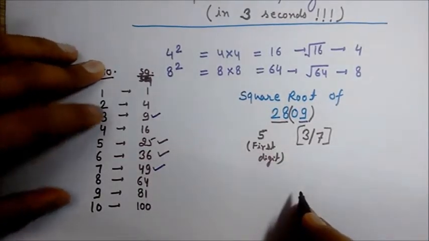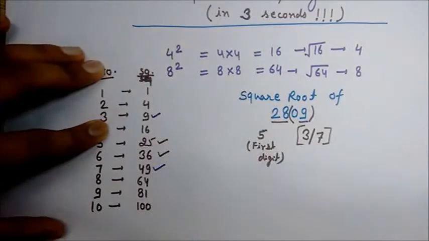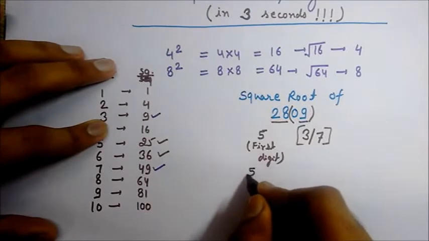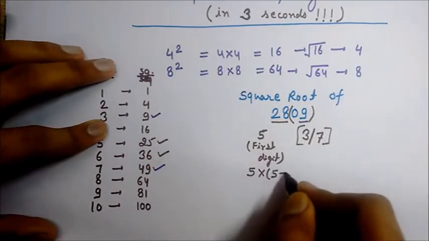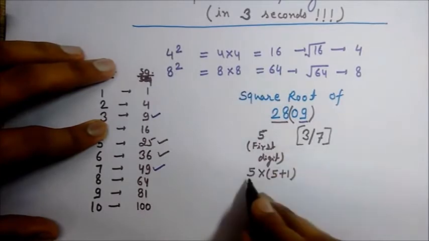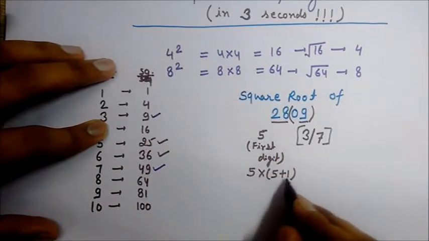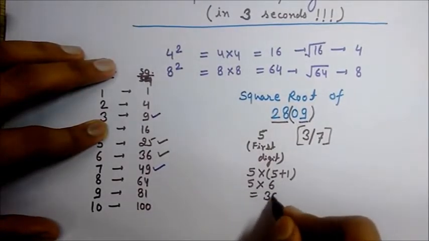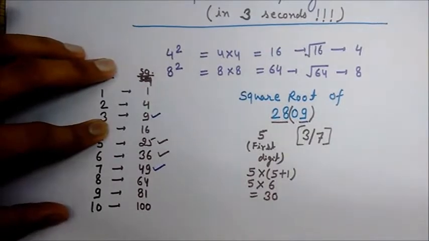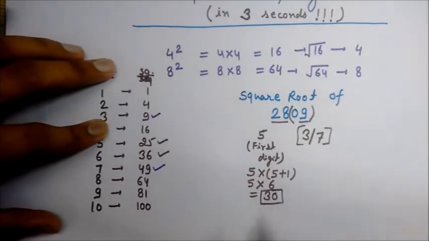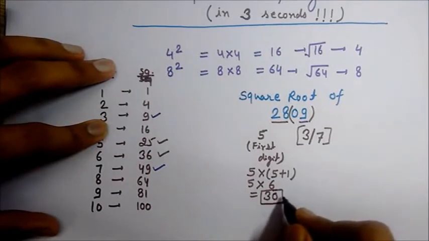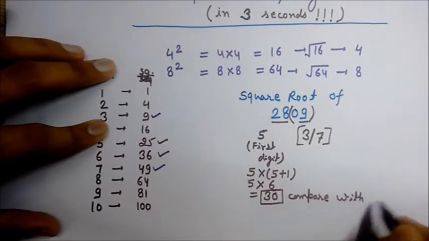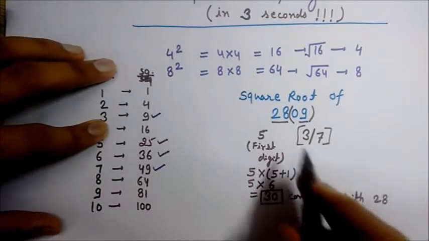For this, since here we have got 5, now we perform a simple calculation. We do 5 into 5 plus 1. This number multiplied by this number plus 1. So we get 5 into 6 equals 30. So here we get 30. Now all we need to do is compare this number 30 with 28.